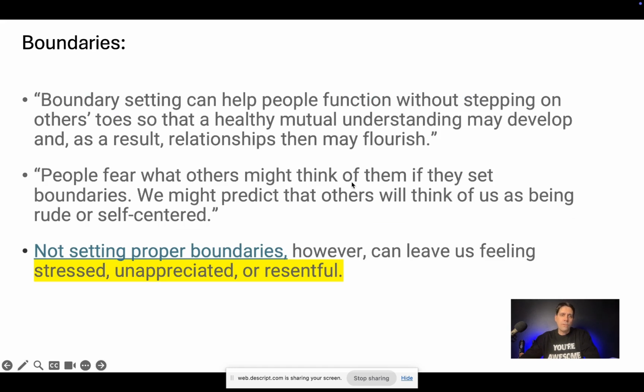People fear what others might think of them if they set boundaries. We might predict that others will think of us as being rude or self-centered. But not setting proper boundaries can leave us feeling stressed, unappreciated, and resentful. And I highlighted this because this is what I see in a lot of teachers. They start to feel stressed, unappreciated, and then resentment grows when our boundaries are beginning to be pushed on, but yet we never set boundaries in the first place.